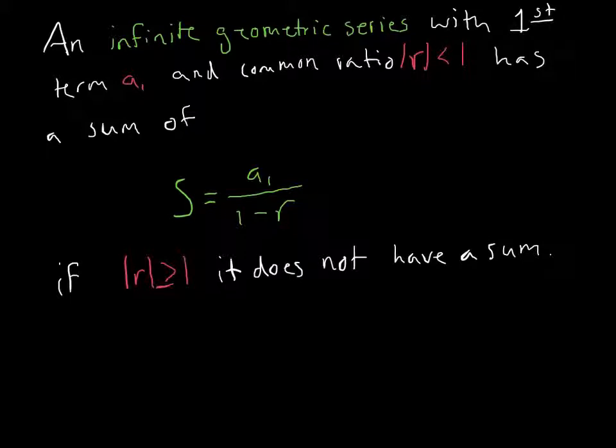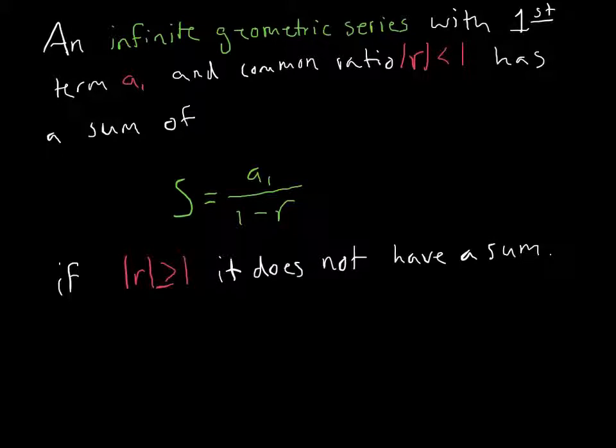So it says an infinite geometric series with first term a sub 1 and common ratio with the absolute value of r less than 1, so this is important, the r, the common ratio, if it is less than 1, it has a sum of s equal to the first term divided by 1 minus r. Okay? Now, if the absolute value of the common ratio is greater than or equal to 1, then it does not have a sum.